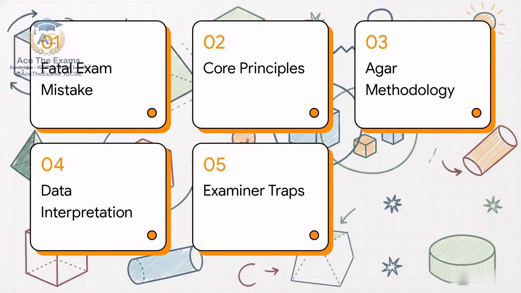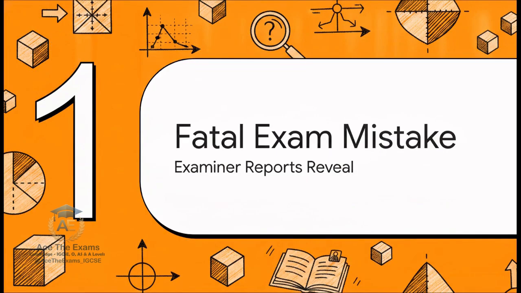This isn't just some boring list. It's literally the exact analytical framework that will make the examiner's clues completely obvious to you. Okay, let's dive into this first section, the fatal exam mistake. What do the principal examiner reports actually reveal? Well, we've analyzed them, and they are incredibly clear about where students are going wrong when handling data and evaluating information for this specific topic.